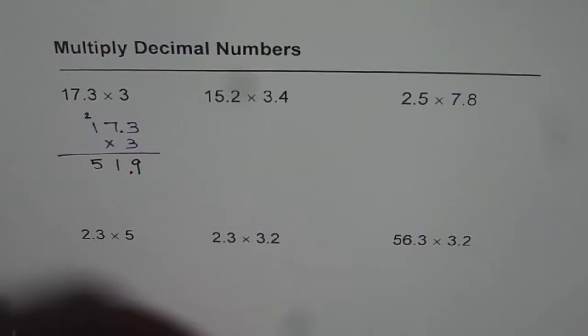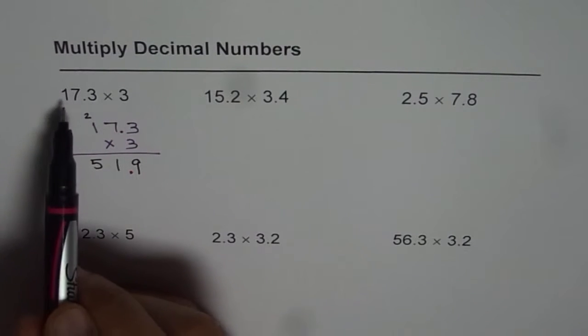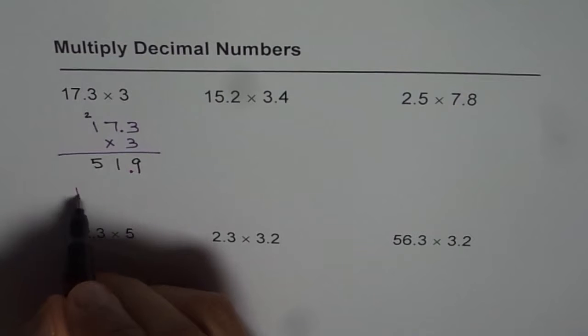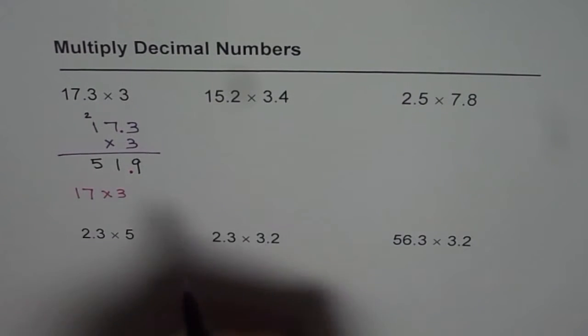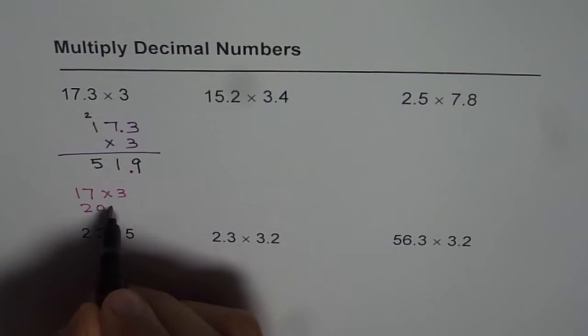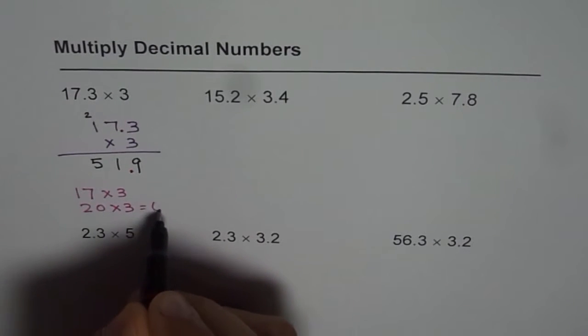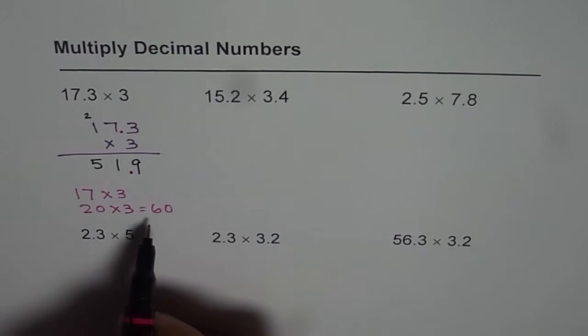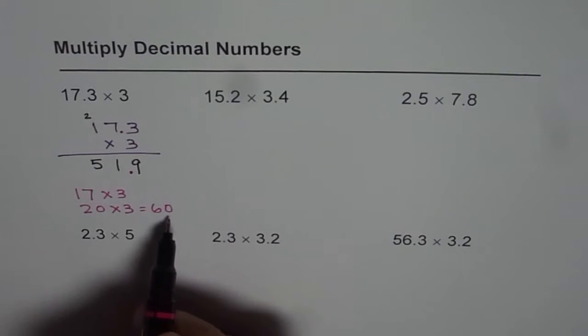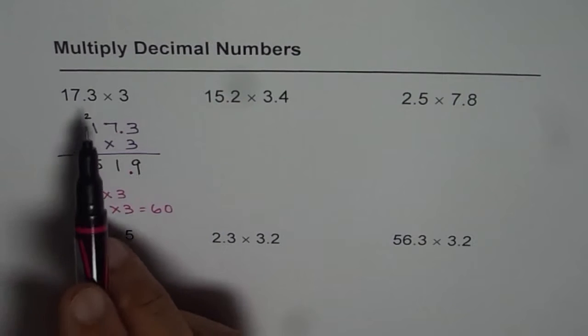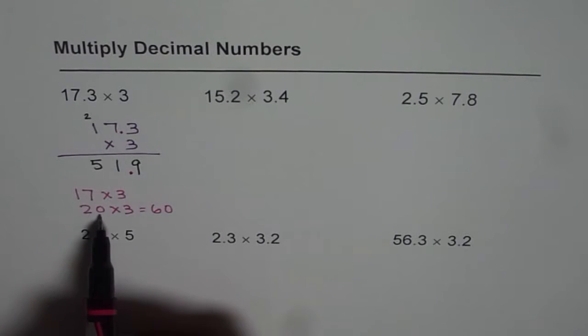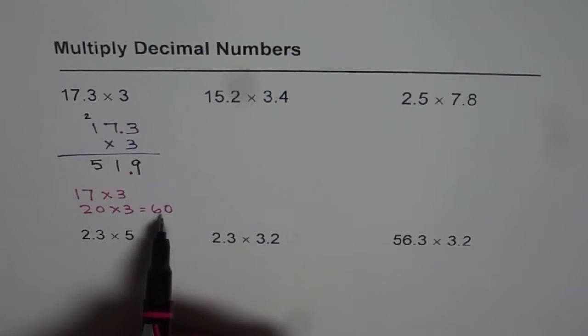The other is to estimate your answer. What we should do is 17.3, round it. So it is approximately 17, right? Times 3. Think like this. Or you say, well, approximately 20 times 3, right? Which is 60. So your answer should be less than 60. Remember that, because we rounded 17 to 20. And when you multiply by 3, this number should be higher, right? So the answer should be lower than 60.